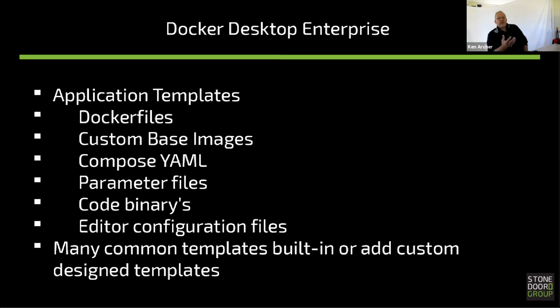Two new advanced features that Docker Desktop Enterprise brings us that are not on the standard desktop are application templates and application designer. With application templates, we have the ability to have Docker files. We can set up custom base images in there, set up our Compose YAML files, parameter files are built in, code binaries, editor configuration files, all are composed in one application template. We can do an application template that comprises a number of different services all working together for a distributed application. So many common templates are built in, and we can add custom design templates, and we're going to take a look at those real quick.